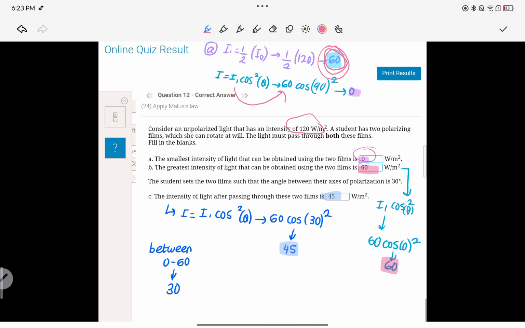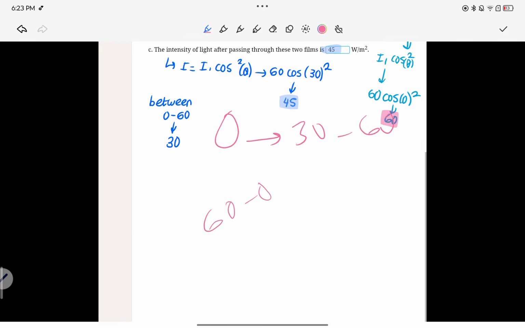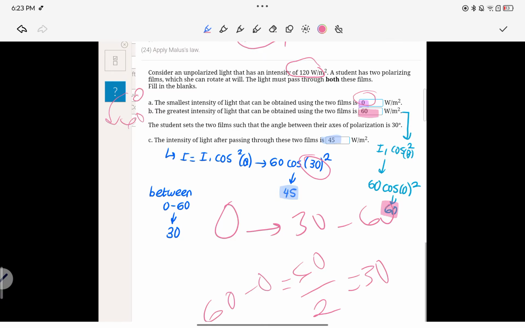Now you do it, you get 60. Also, again, you do it after passing through those two films, so it went from 0 to 60. From what we know, it went from 0 to 30 to 60. Or we can do 60 minus 0 equals 60, divided by 2, equal to 30. This is how you know what to use here. And then you get 45.